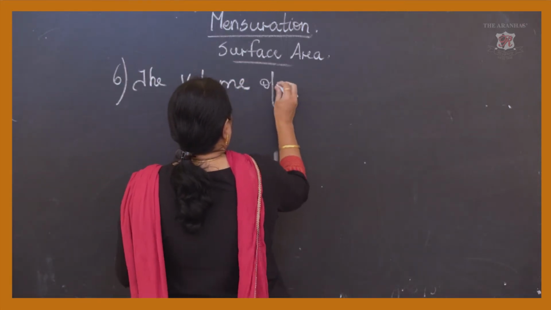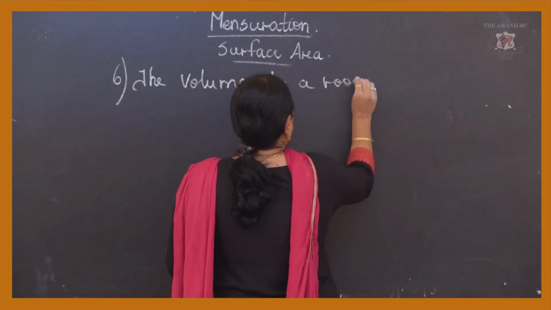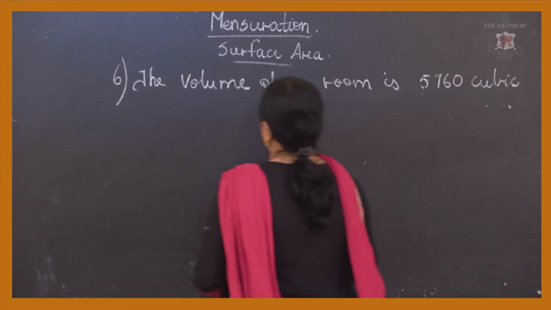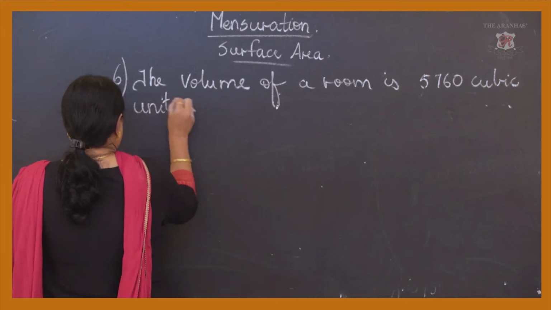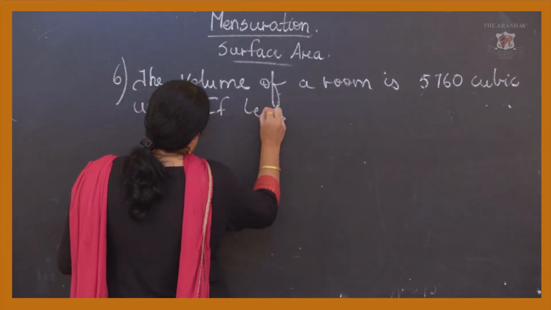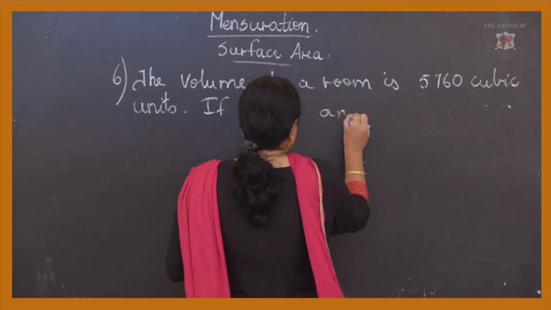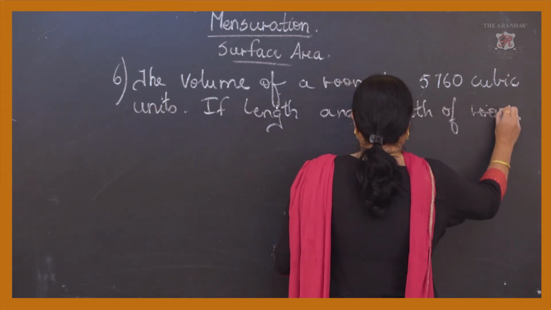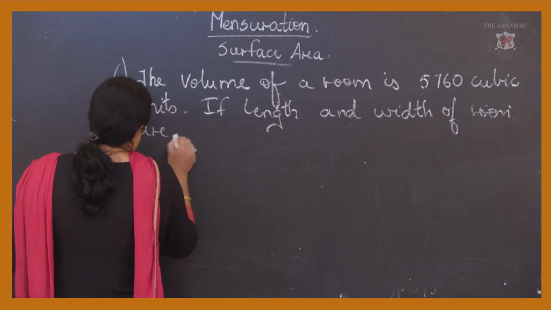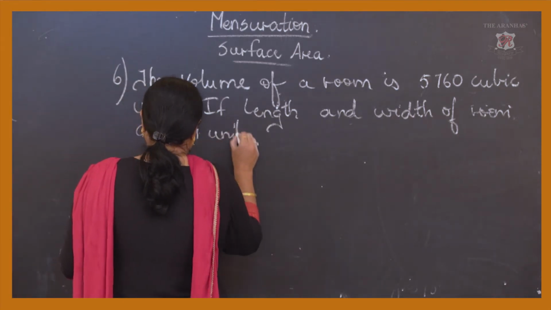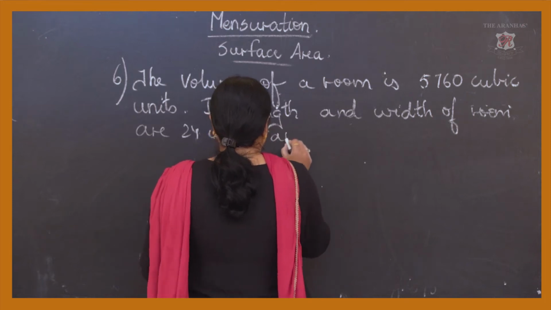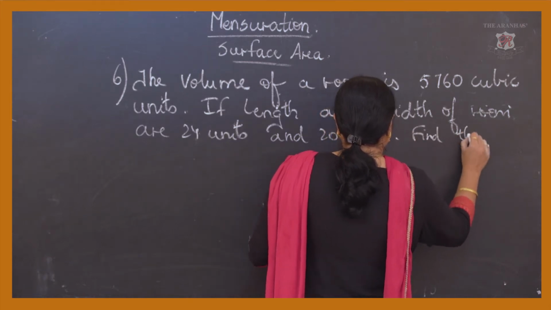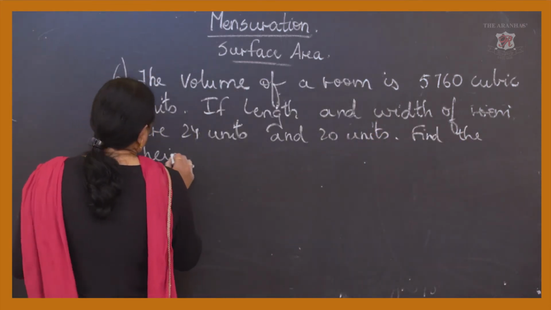The volume of a room is 5760 cubic units. If the length and width of the room are 24 units and 20 units, you have to find the height of the room.